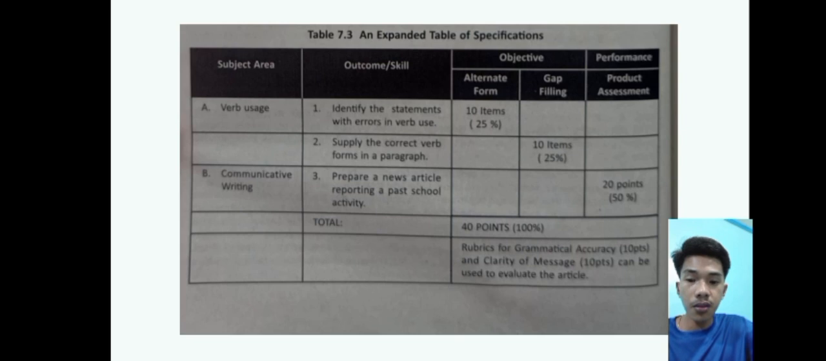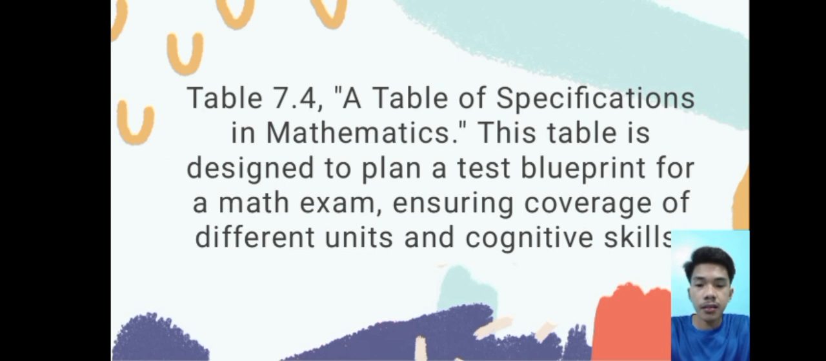And then for the stimulus type is the product assessment or the performance task. So the next table of specification is the table of specification in mathematics. This table of specification is an example of a three-way table of specification.